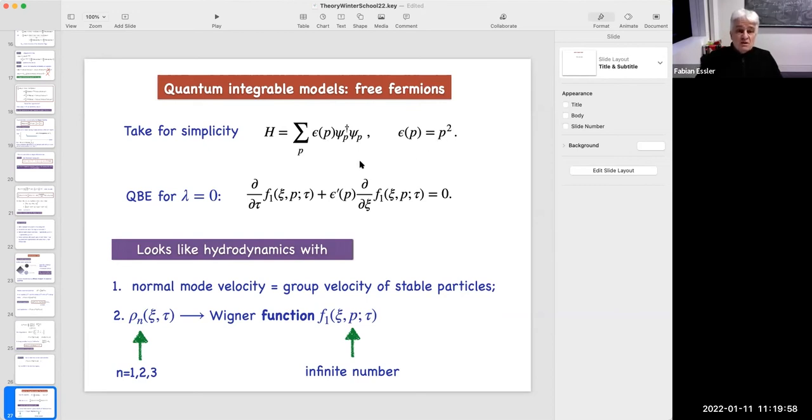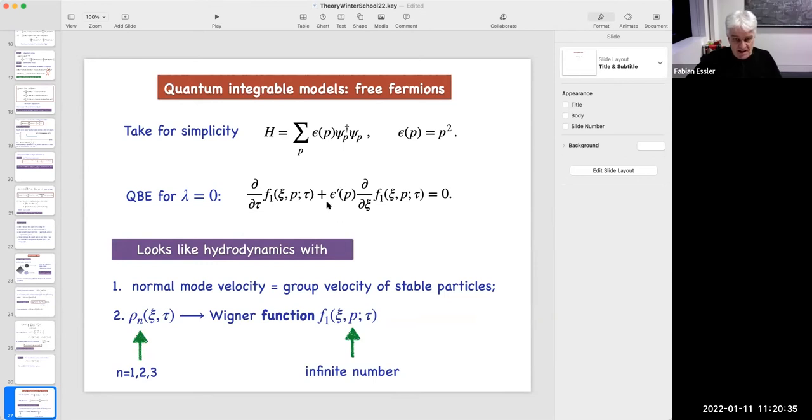What happens there at late times and large scales, we have already worked out. When we derived or sketched the derivation of the Boltzmann equation, all we have to do in order to deal with free fermions is set lambda, the interaction potential, to 0. That gives us then this evolution equation for the Wigner function, just from what we had done before. And this looks like these hydrodynamic equations I just motivated in the general case, with two important differences.